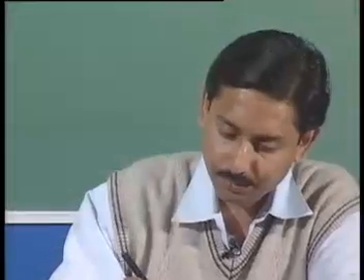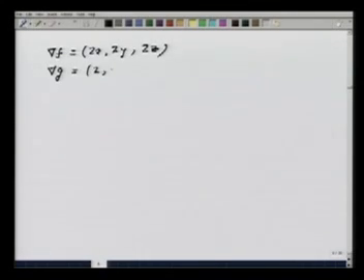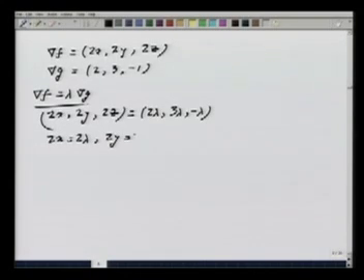So let me try to calculate then. What is grad f? Grad f is 2x, 2y, 2z. Okay. Now I have to calculate what is grad g. Grad g can be easily computed. It is 2, 3, minus 1. So what does it mean to say grad f equal to lambda grad g? If I look at this equation, that means 2x, 2y, 2z is lambda times grad g, that is 2 lambda, 3 lambda, minus lambda. That means 2x equal to 2 lambda, 2y equal to 3 lambda, and 2z equal to minus lambda.